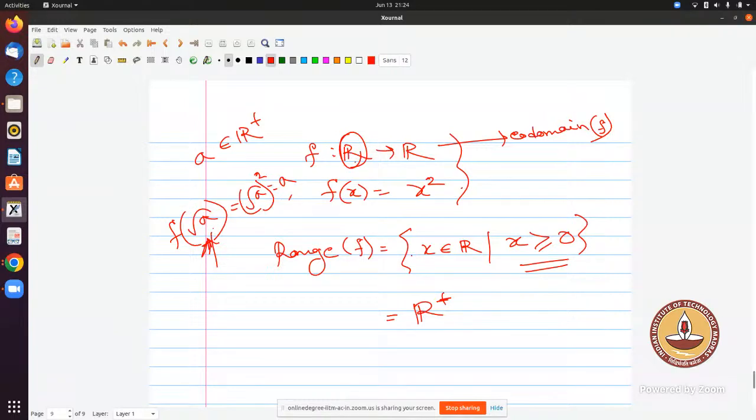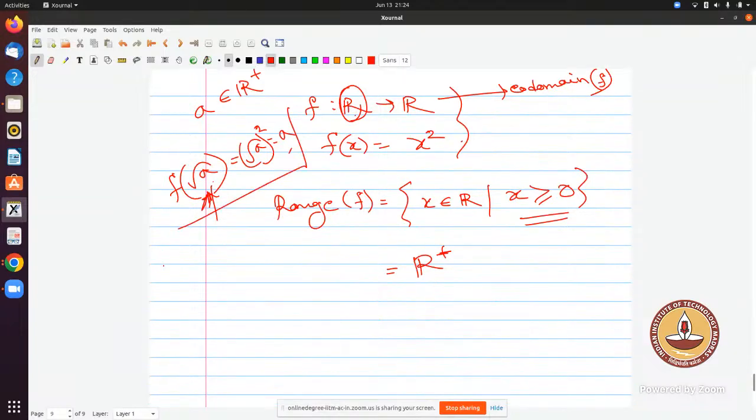Is it clear? Excuse me, sir. Yeah, tell me. Sir, if we put any number inside the domain, then there must be a square number or not? No, that doesn't matter. Suppose 5. 5 is a positive real number. Can we get 5 as an output of this function? Yes, root 5. f of root 5 is 5, because root 5 square is 5.